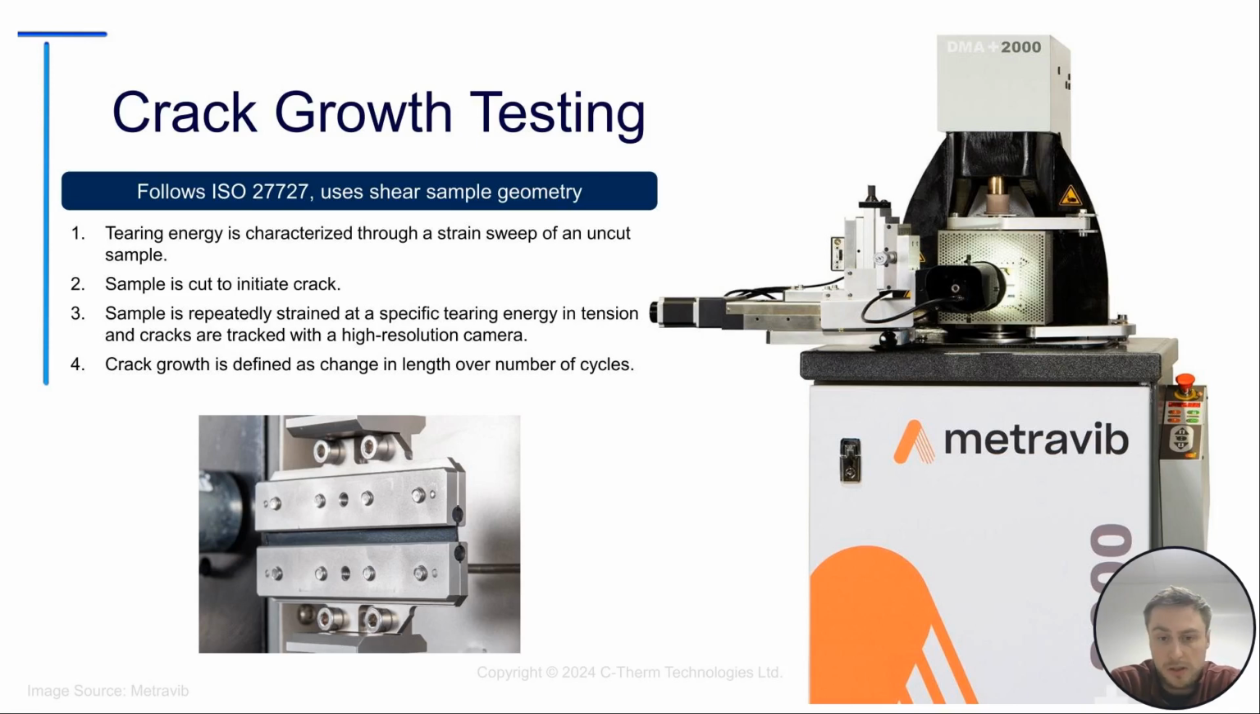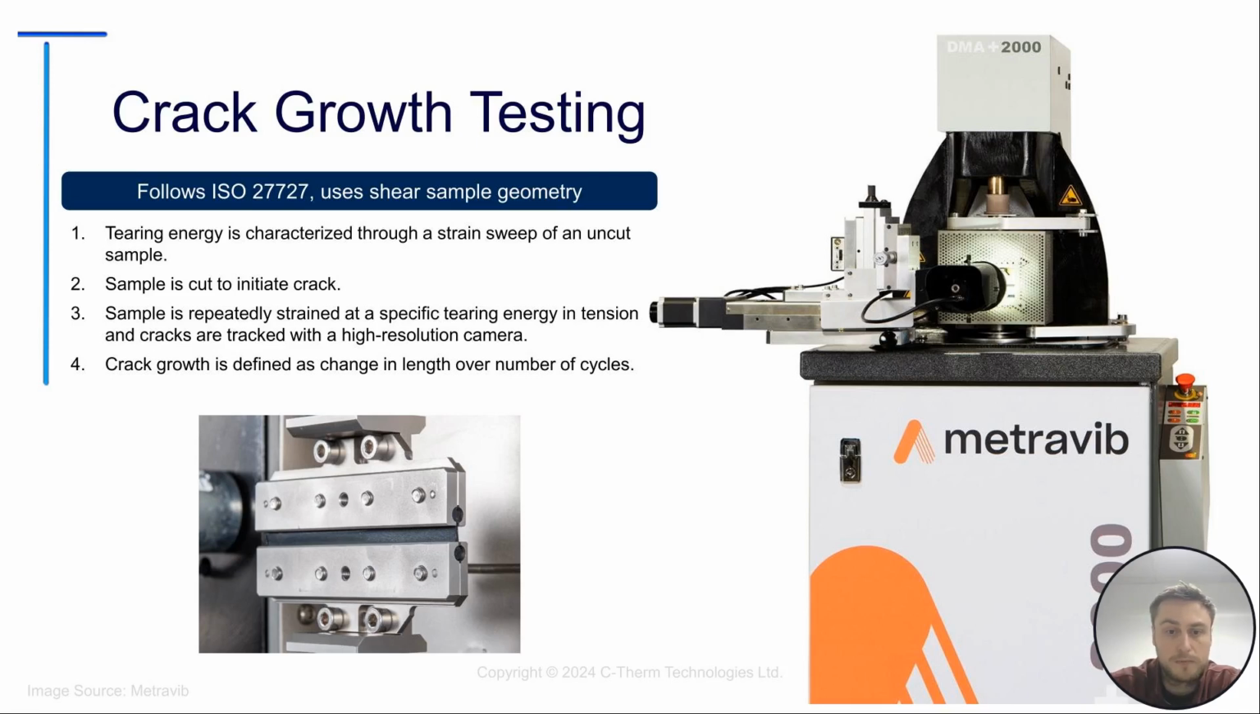The tearing energy on the x-axis there is characterized through a strain sweep of an uncut sample, which is done before the test. Then the sample is cut to initiate the crack at a known location. Essentially, we repeatedly strain the sample at a specific tearing energy and tension, and the cracks are tracked with a high resolution camera. The crack growth rate, again, is defined as the change in length of the crack over the number of known cycles.